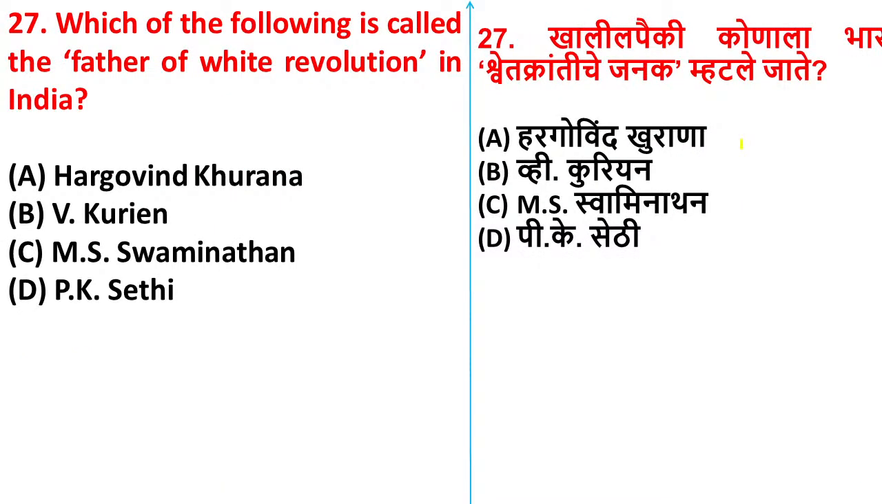Question number 27. Who is known as the father of white revolution? Option A, Har Govind Kuran. Option B, Varghese Kurian. Option C, M.S. Swaminathan. Option D, P.K. Sethi. Can anyone tell with which revolution M.S. Swaminathan is associated? M.S. Swaminathan is known as the father of which revolution in India? If you know, you can comment.